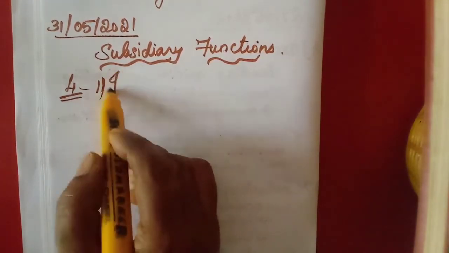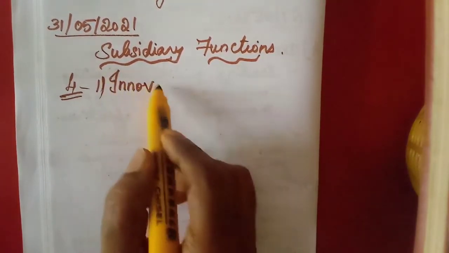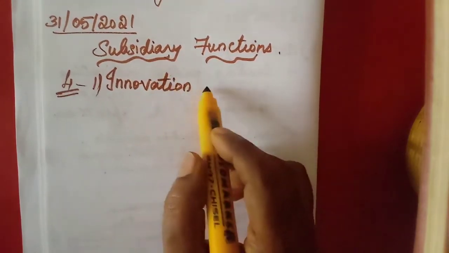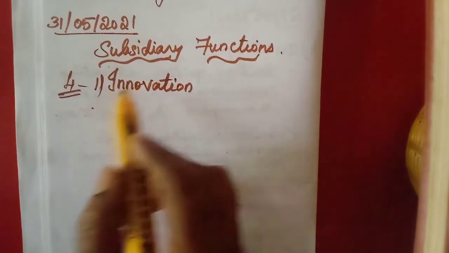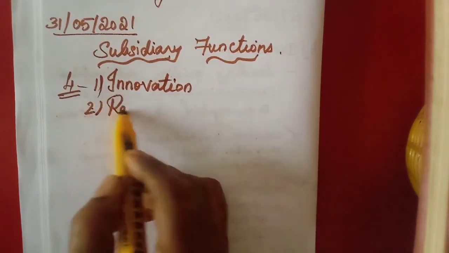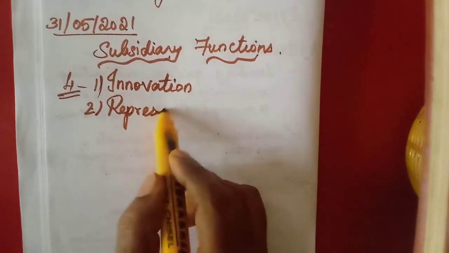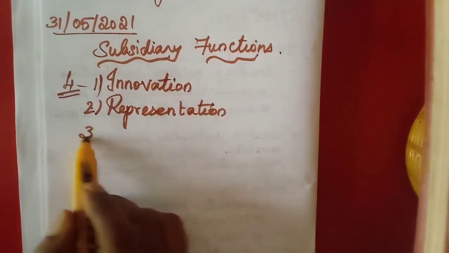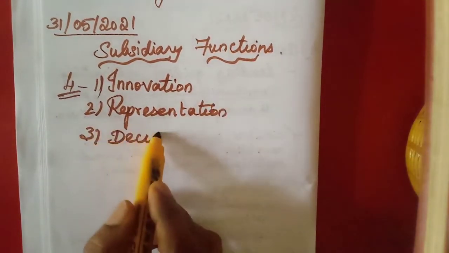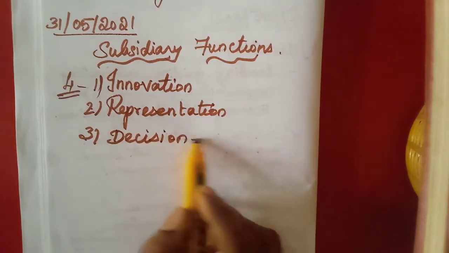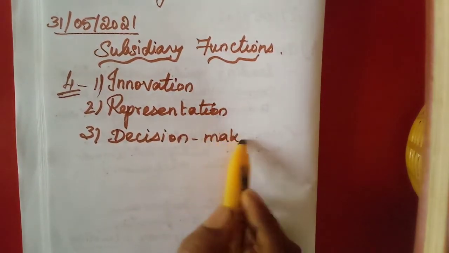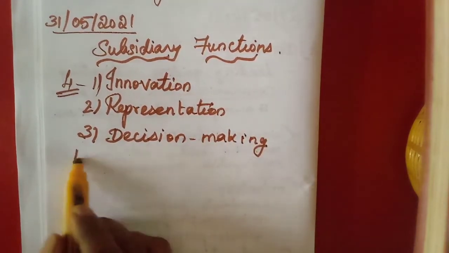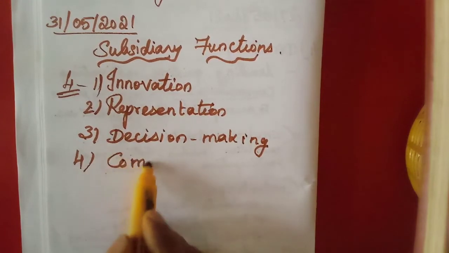Okay, the first one is innovation. Then representation, then decision making, third one, and communication. Fourth one is communication.